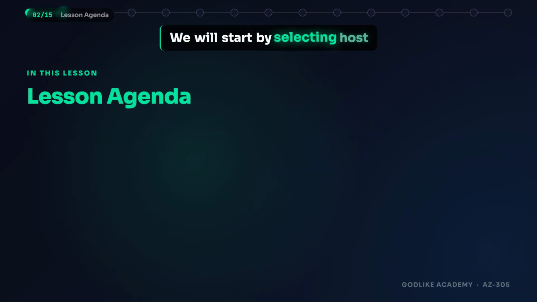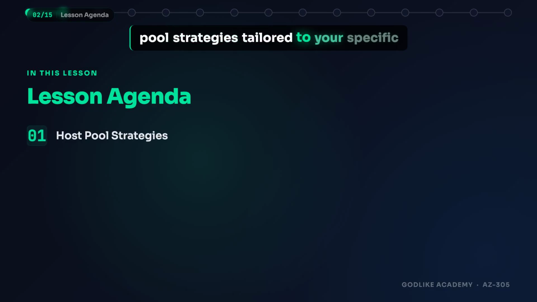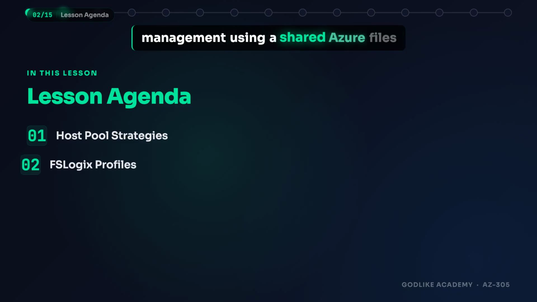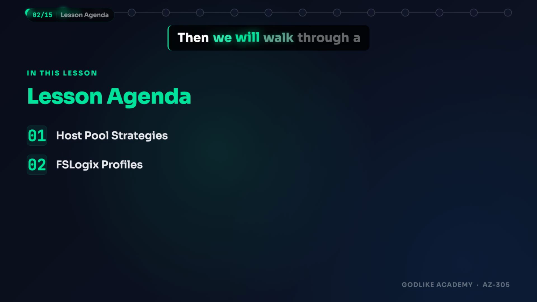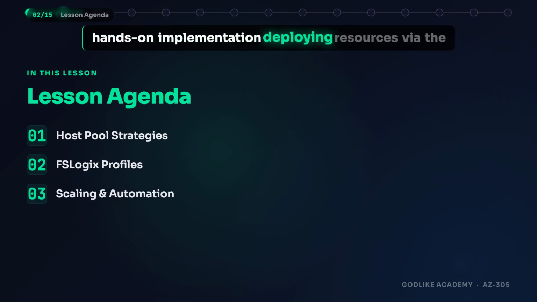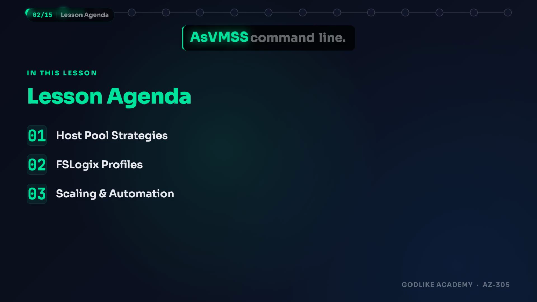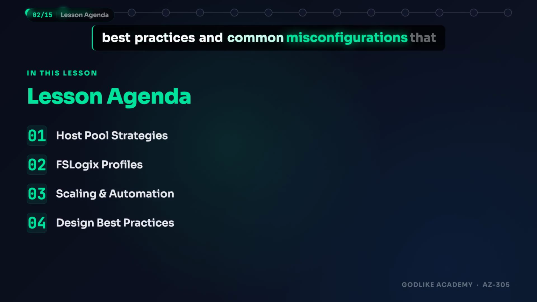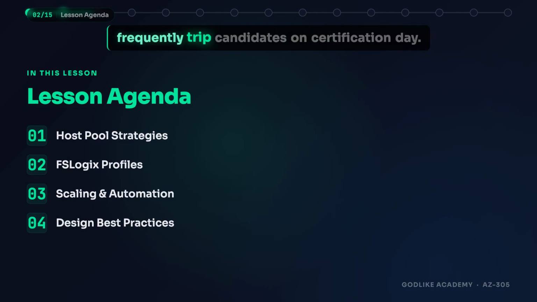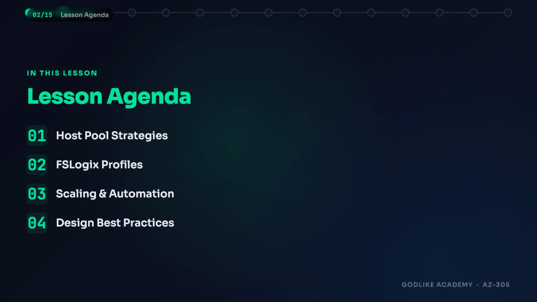We will start by selecting host pool strategies tailored to your specific user groups. Next, we will configure FSLogix profile management using a shared Azure Files premium storage account, which is absolutely critical for pooled environments. Then we will walk through a hands-on implementation, deploying resources via the az vmss command line. Finally, we will review exam-critical best practices and common misconfigurations that frequently trip candidates on certification day.